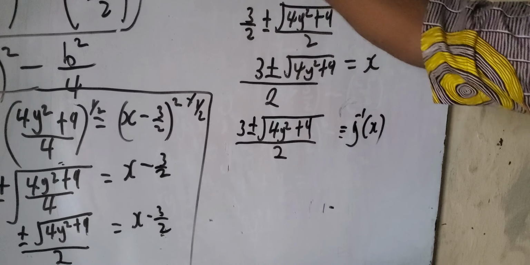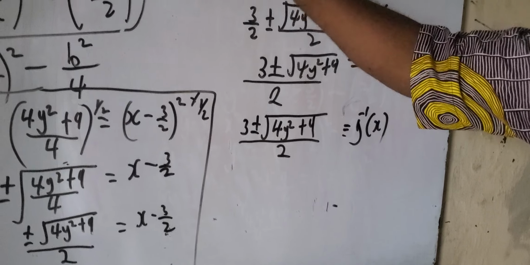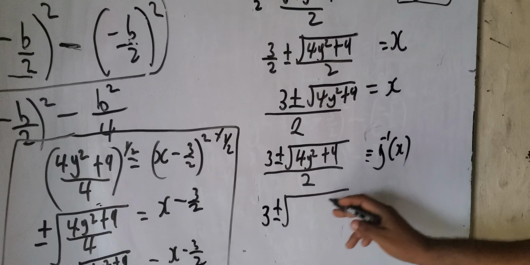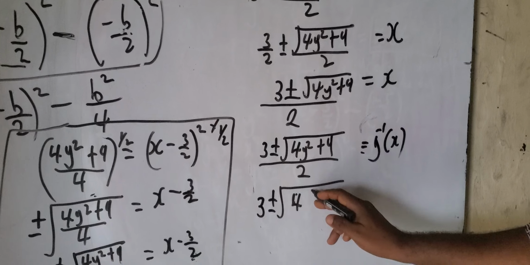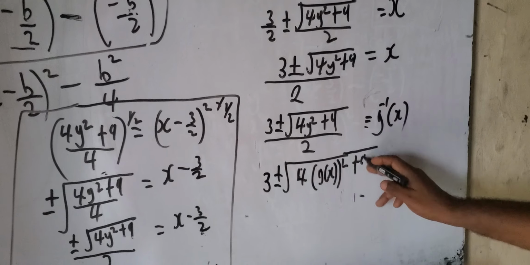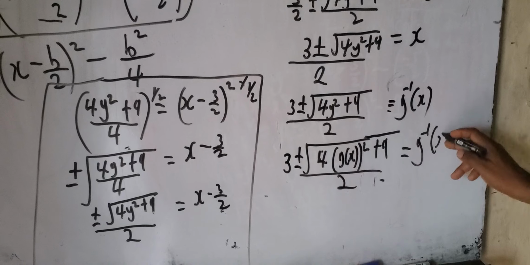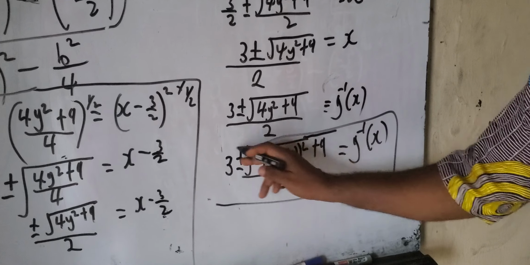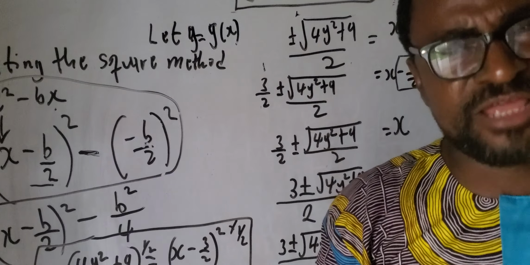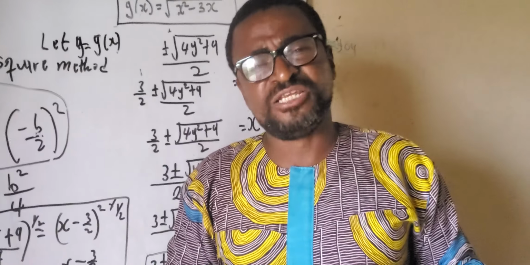Then if I say let my y be the g of x originally, so I replace this place. So this will become 3 plus or minus square root of 4 times g of x squared plus 9, all over 2, is equal to inverse of g of x. So this is the inverse function of this function that is given originally. I believe that you must have learned one or two things concerning the issue of inverse function and the function itself.